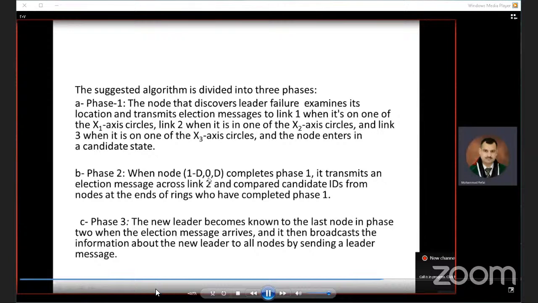Phase 2: when node (1-d, 0, d) completes phase 1, it transmits an election message across link 2 and compares candidate IDs from nodes at the end of rings who have completed phase 1. In phase 3, the new leader becomes known to the last node in phase 2 when the election message arrives, and it then broadcasts the information about the new leader to all nodes by sending a leader message.